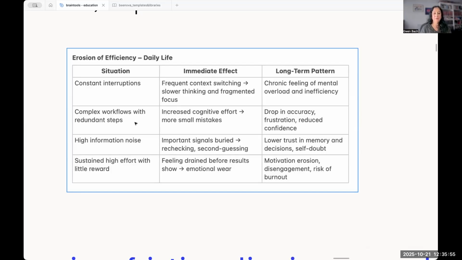Another thing is high information noise, and we've all dealt with that. We get information from everywhere. We have a Teams channel, we have a WhatsApp channel, we get emails, we have fellow co-workers that talk to us about it. We have meetings that put in information, and important signals can be buried, and it makes us recheck, it makes us double check, it makes us second guess ourselves in the short term, and in the long term we stop trusting our memory, and we stop trusting our decisions, and self-doubt creeps in.